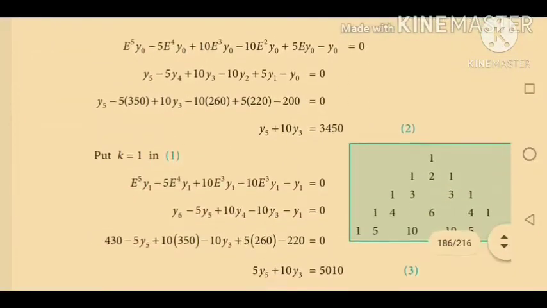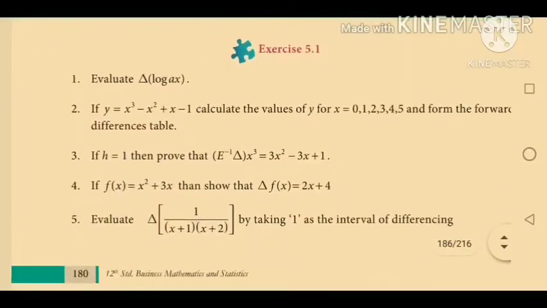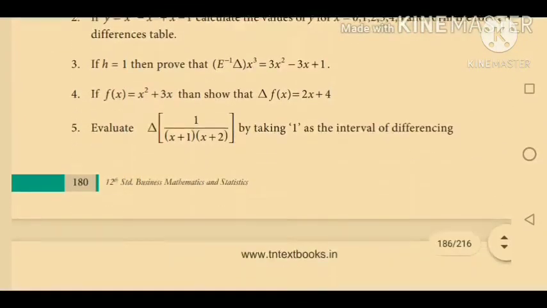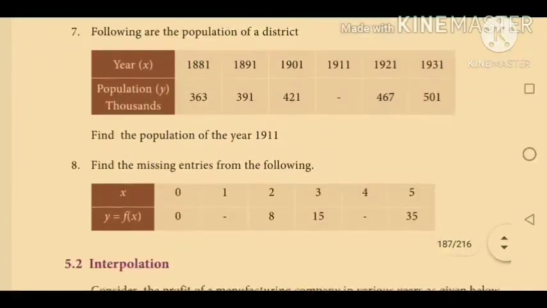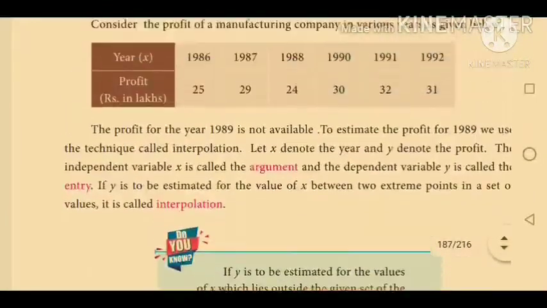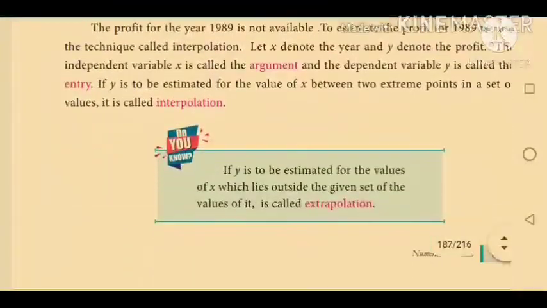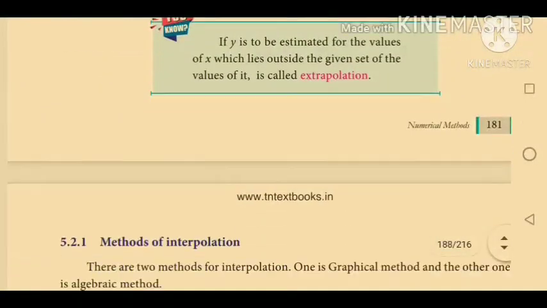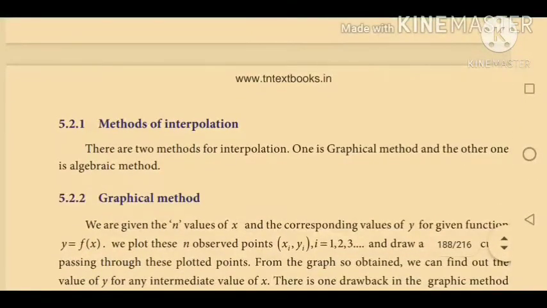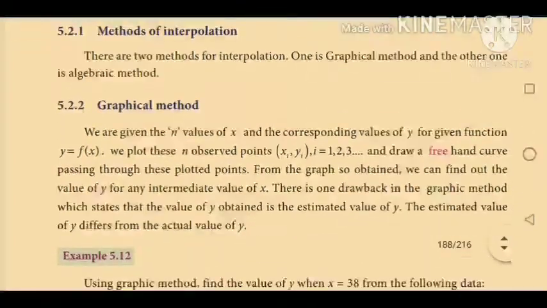So all the sums are related to missing values. Next one is about the forward difference method, that is interpolation and extrapolation. Both the things are applied here. There are two methods of interpolation. One is the graphical method and the other one is the algebraic method.